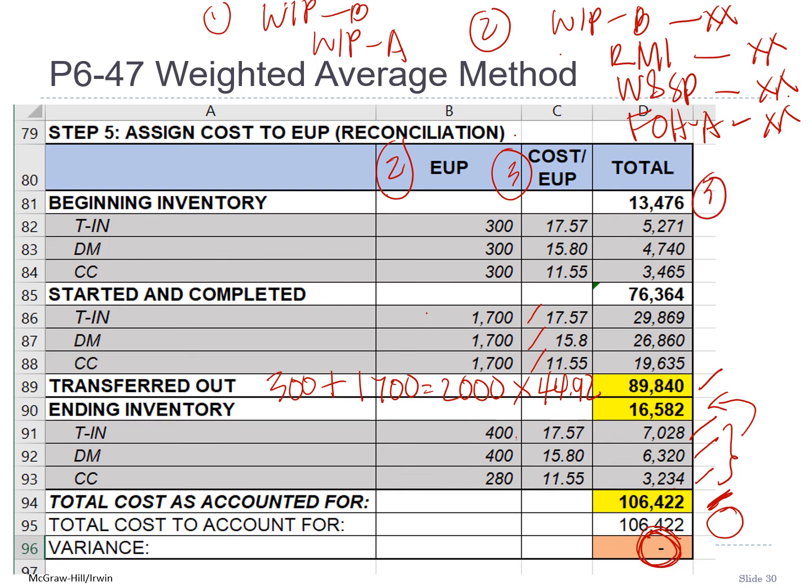And lastly, ang third journal entry natin is for the transferred out. Kasi from work in process, mapupunta na yan sa finished goods inventory. So, a journal entry will be debit to finished goods inventory and credit to WIP, Department B. So, magkanong amount? Itong 89,840. Ayun. So, that's it for the cost of production report for using weighted average.